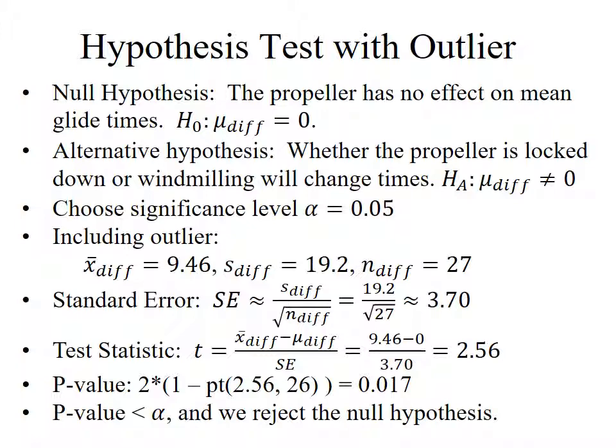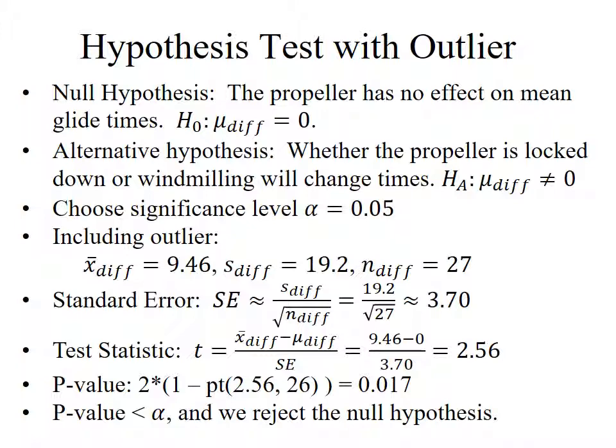This is a two-sided test. So in order to get my p-value, I want to multiply the amount in the tail by 2, since I would have been just as interested if I deviated in a negative sense. So I do 2 times quantity 1 minus pt of 2.56 with 26 degrees of freedom, and I get a p-value of 0.017. Okay, that's less than alpha. That's unlikely. That's not a common result. That's less than my 5%. So therefore, we reject the null hypothesis, including the outlier. We have a statistically significant difference.